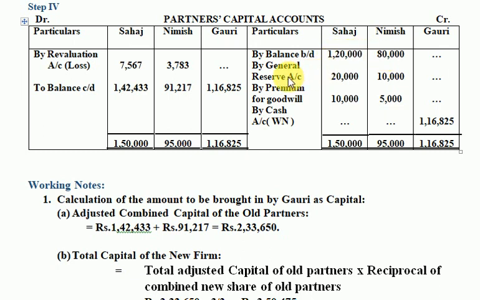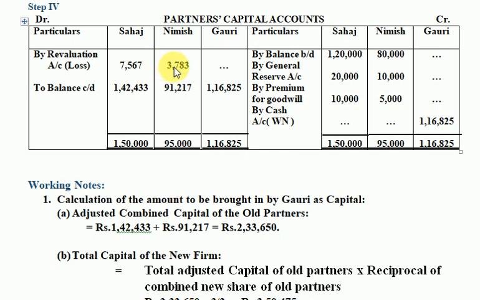This is general reserve distributed between old partners Sahaj and Nimish as 20,000 and 10,000, and remember this is in the old ratio. Then the premium for goodwill, for which we already passed the entry in step number 2, 10,000 for Sahaj and 5,000 for Nimish. Other than this, what we have already solved is the revaluation account, where we arrived at the revaluation loss. And the entry goes: Sahaj's capital account debit to revaluation account, Nimish's capital account debit to revaluation account. So the loss amount is debited to both the old partners.